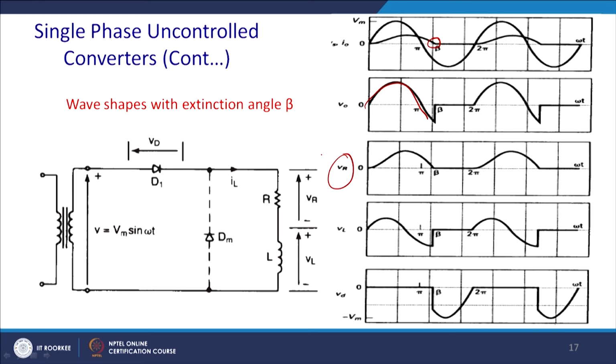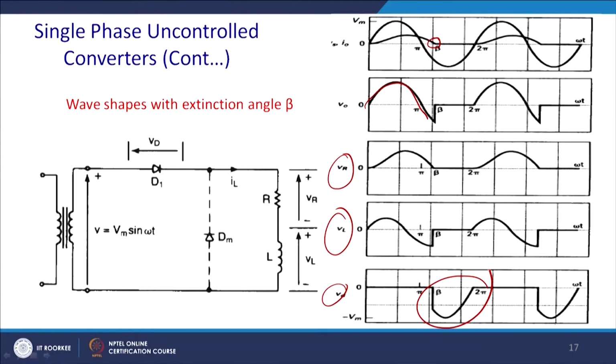VR will be basically the voltage across the resistance of the load. VL is the voltage across the inductor. So, you can see that the change in polarities takes place. This is basically the VD when the diode conducts. We assume that the forward voltage drop of this device is almost negligible and equal to 0. Then it is blocking a voltage of maximum Vm, and thus continues.